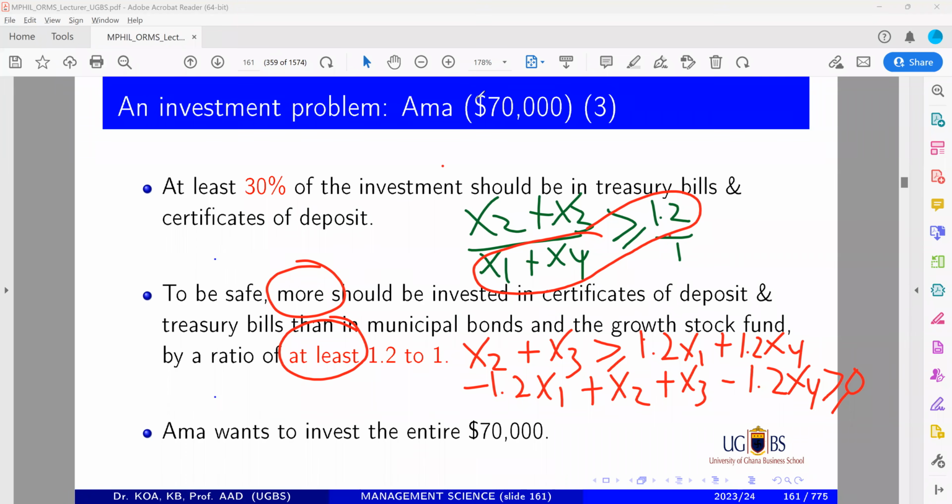So you know that the coefficient of x1 is negative 1.2. That's what you put into the Excel. The coefficient of x2 is 1. The coefficient of x3 is 1. The coefficient of x4 is negative 1.2. That's what you put into Excel. Clementine, if you don't have a question, go ahead. If you do, you can ask.